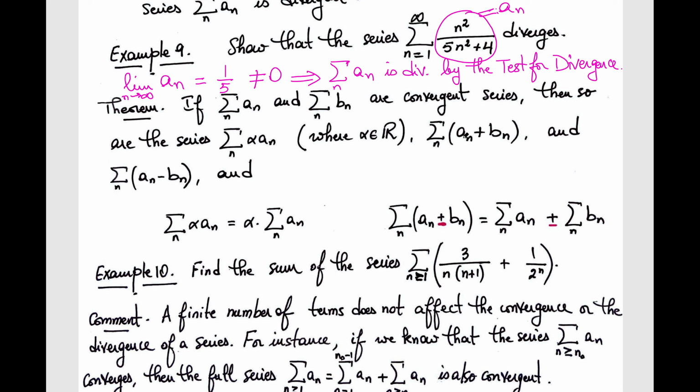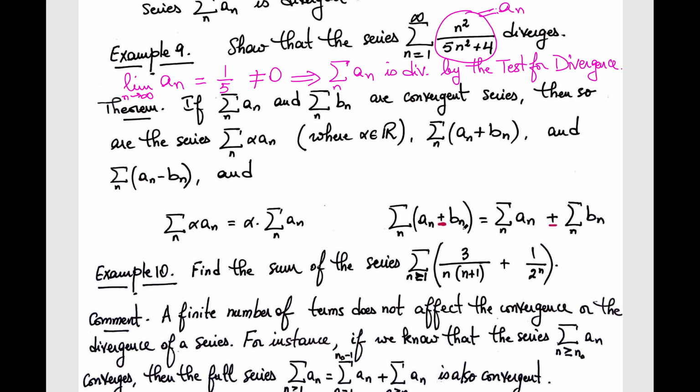And the series made up of the sum of the terms of the convergent series an and bn is also going to be convergent, and it's going to converge to the sum of the two series. Okay, similarly for the difference.